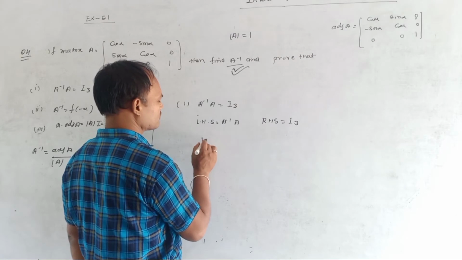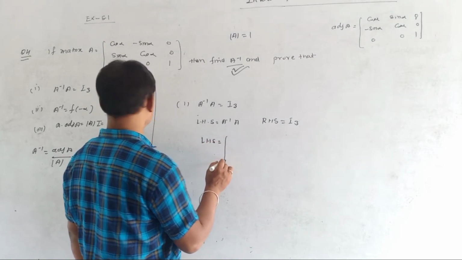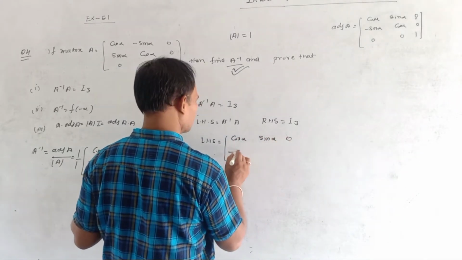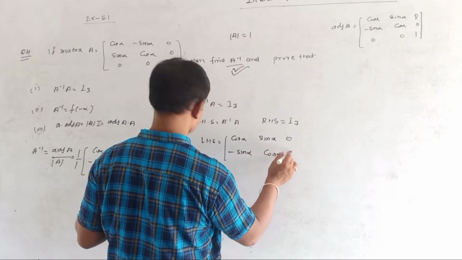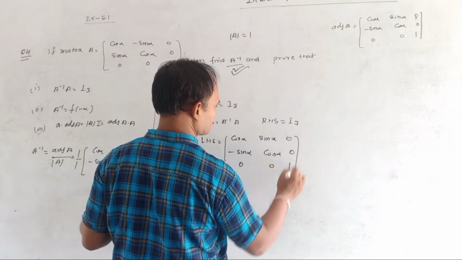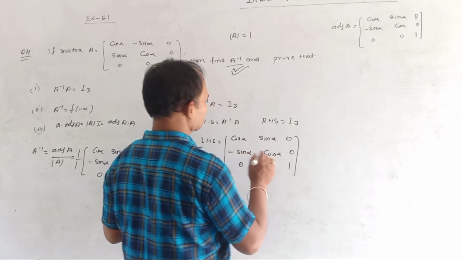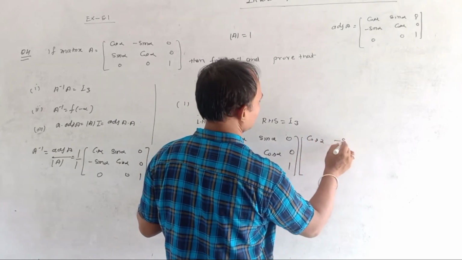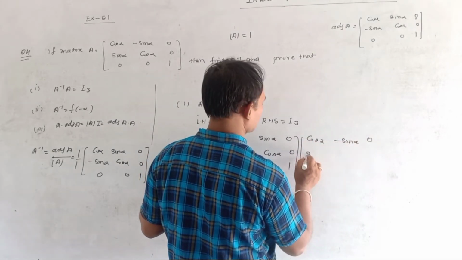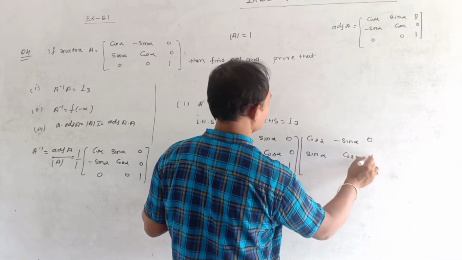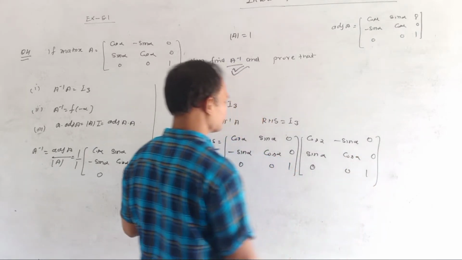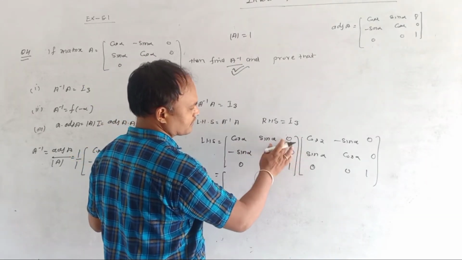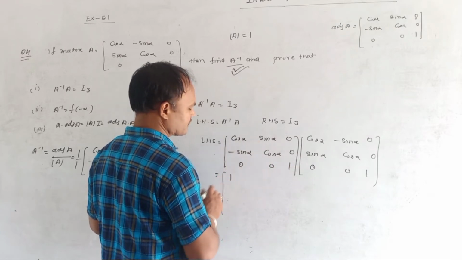So LHS equals A inverse, which is cos alpha, sin alpha, 0; minus sin alpha, cos alpha, 0; 0, 0, 1, multiplied by A, which is cos alpha, minus sin alpha, 0; sin alpha, cos alpha, 0; 0, 0, 1. Okay, so we are going to multiply this. So what is the value? It is cos square alpha plus sin square alpha plus 0, so we can say cos square alpha plus sin square alpha is 1.